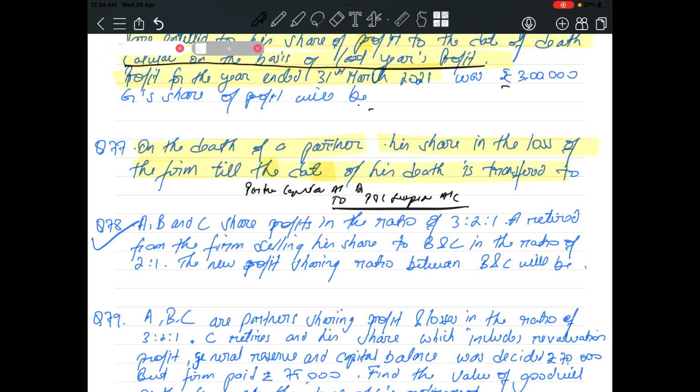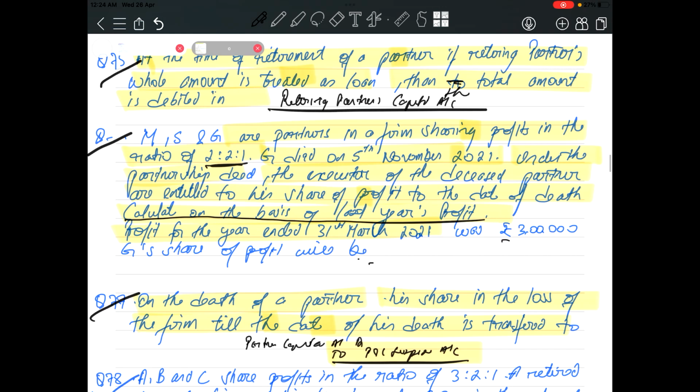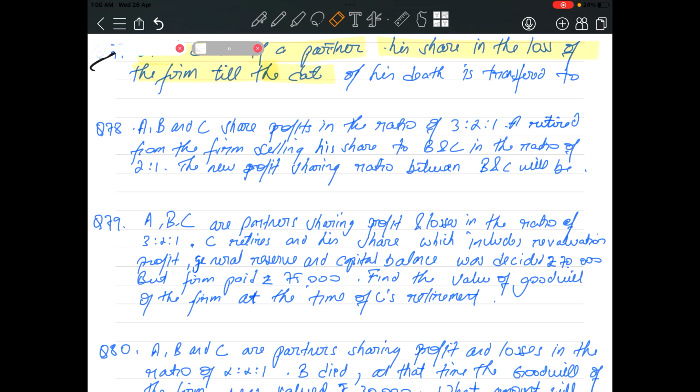So see, you'll get options in the exam. Okay, I have not written the options for this case, it would have been better if I had written them. But the right answer will be P&L suspense account. Okay, P&L suspense account will be credited. So we are done with question number 77. Now let's see question number 78.